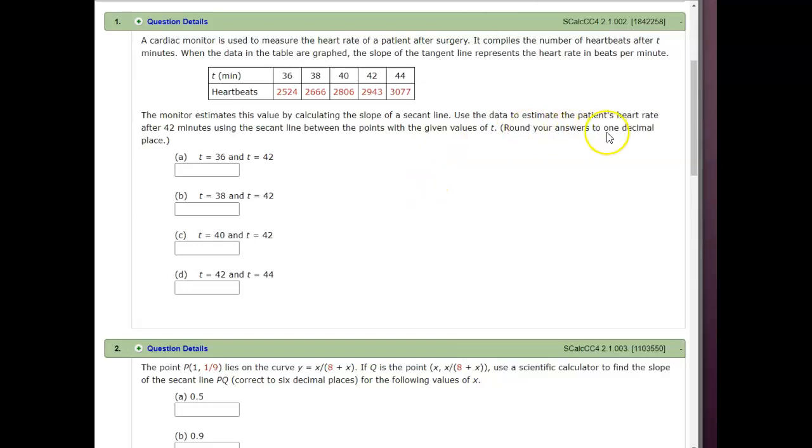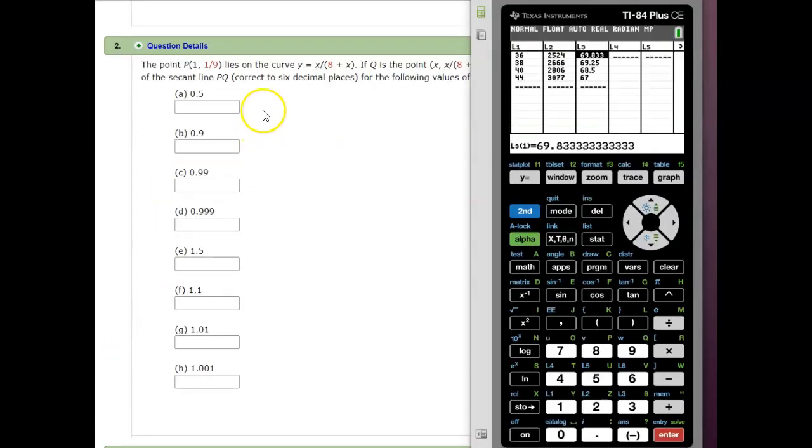Now note that they say round your answer to 1 decimal place. So make sure you only leave 1 decimal place here. For problem number 2, they want me to do all these numbers 0.5 to 1.001. So I'm going to clear out my list here.